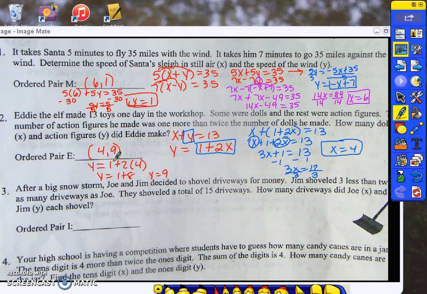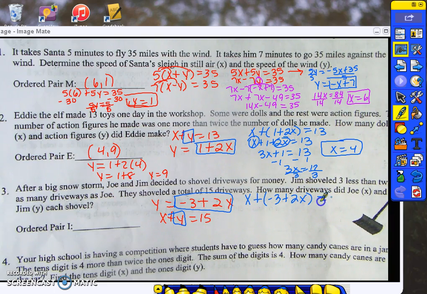After a big snowstorm, Joe and Jim decided to shovel driveways for money. Jim, who is Y, shoveled 3 less than 2 times as many driveways as Joe. Together they shoveled 15 driveways. How many driveways did Joe and Jim each shovel? Take negative 3 plus 2x, substitute it for y in the other equation. X plus y, which is negative 3 plus 2x, equals 15.